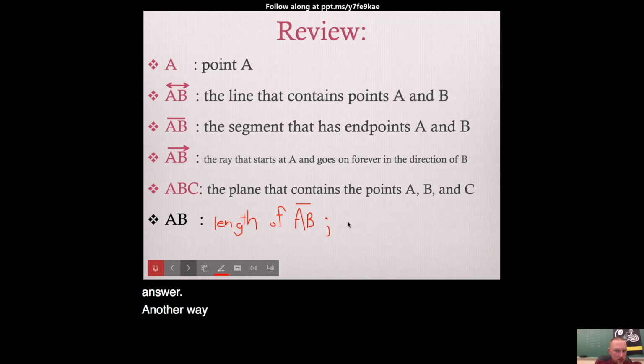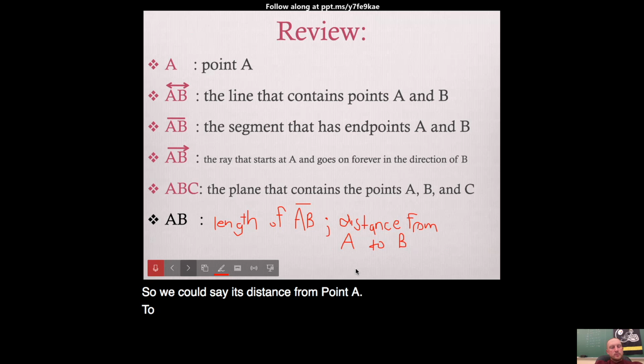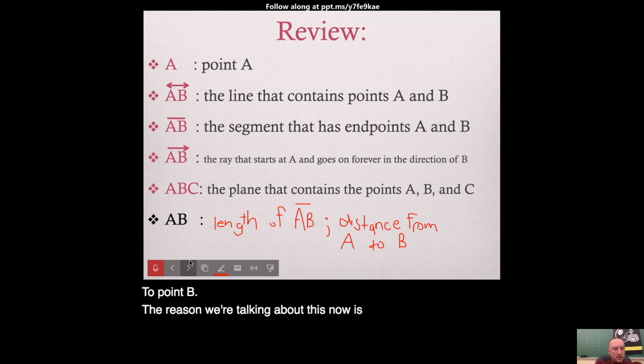Another way to write this would be distance. And it's distance from each of the points. So we could say it's distance from point A to point B. The reason we're talking about this now is we're going to see it on the next slide.